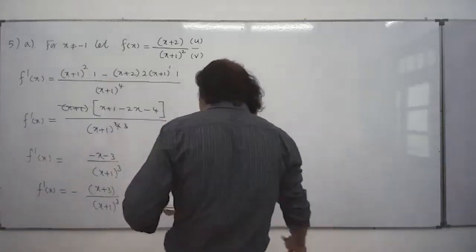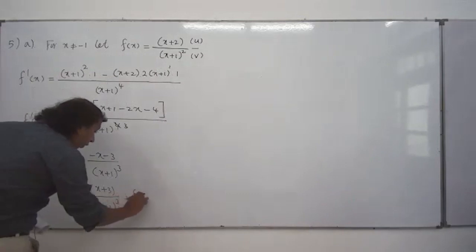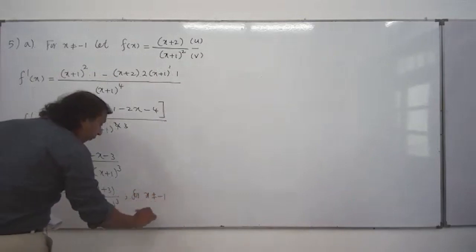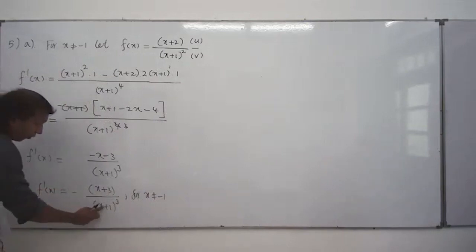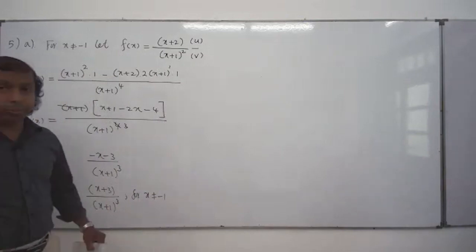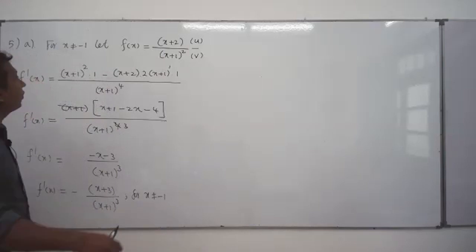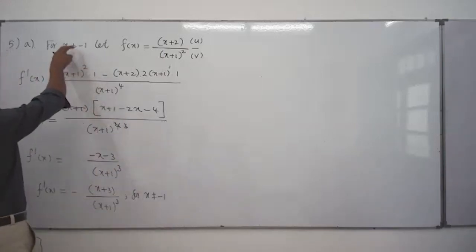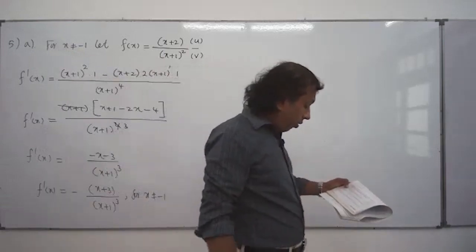This is also true when x not equal to -1. Why, people? When x equals -1 here, what happens? -1 plus 1, this is 0. 0 power 3 is 0. Something divided by zero, infinity. Infinity has no meaning. That is why. Here also the same reason, given x not equal to -1, right?